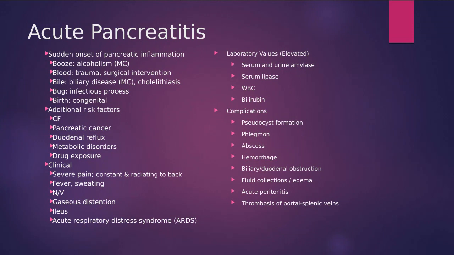Now we can have some complications from acute pancreatitis, meaning if we don't get this under control right away, it can result in an abscess, hemorrhage, acute peritonitis, right? So our whole peritoneal cavity is inflamed. We really don't want that. That can lead to bowel rupture, perforation, sepsis. It really can go down a really bad rabbit hole. We also can have biliary and duodenal obstruction, fluid collections, edema, thrombosis of the portal and splenic veins. We also can have a phlegmon, which we'll learn about, and a pseudocyst, which we will also learn about.